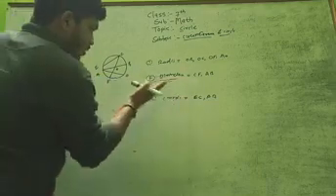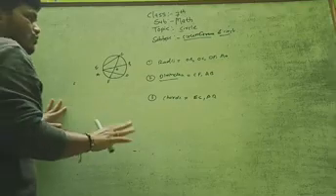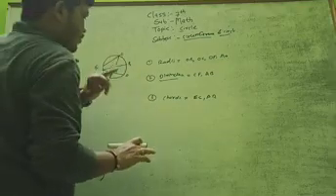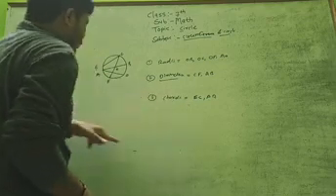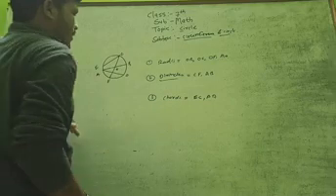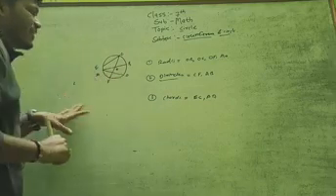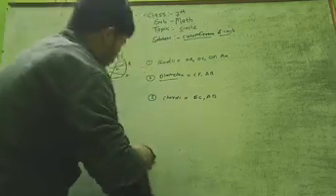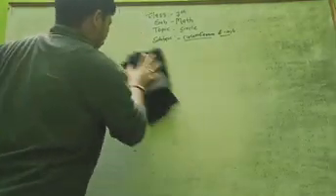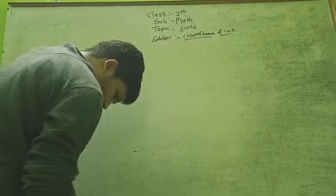Now what is a chord? A chord is any line joining two points on the circle which does not pass through the center of the circle. That's why EC, joining the two points E and C on the circle but not passing through the center, is a chord. So these are the radius, diameter and chords. This is the basic of the circle.